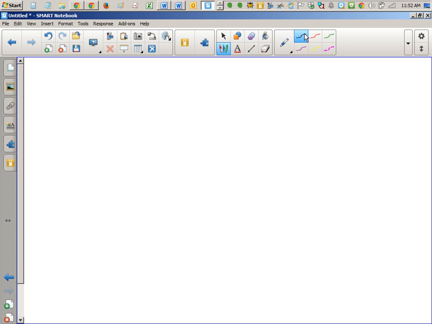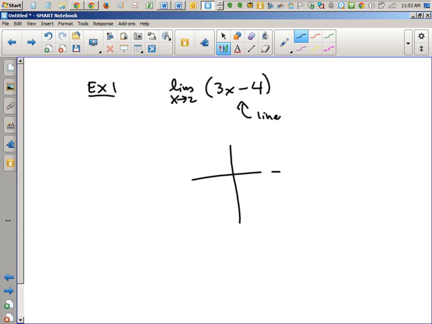Okay, so the first example is really simple. It's just: find the limit as x approaches 2 of 3x minus 4. Okay, so what you have to understand is what the question means. All it's saying is that we have a line, 3x minus 4. Okay, this is a line. And lines are continuous, aren't they? I mean, you can draw a line without lifting your pen, right? So if it's continuous and it's a line, you don't have to graph this, but just think with me here.